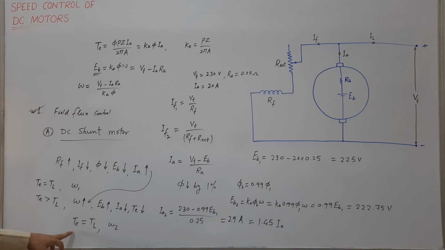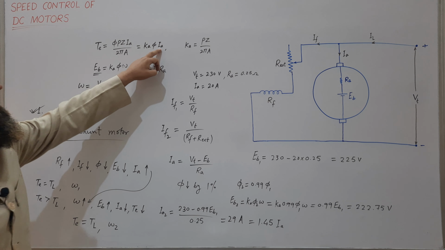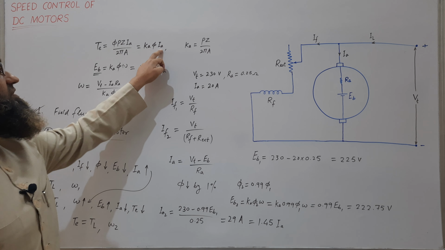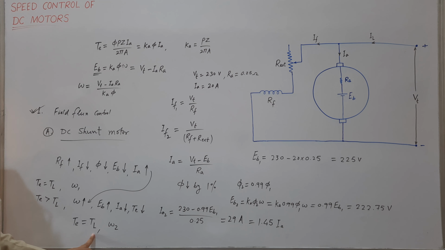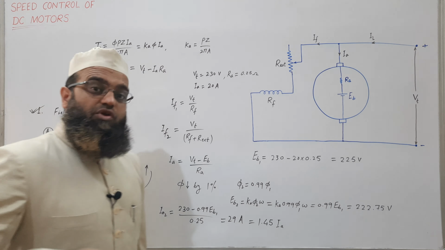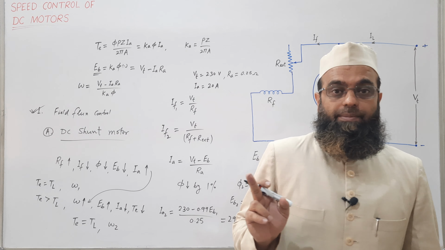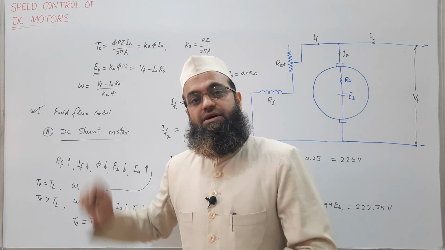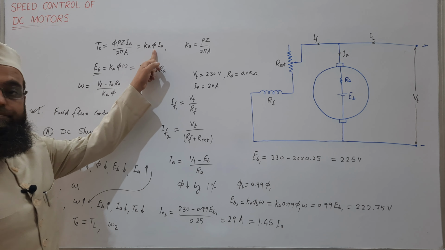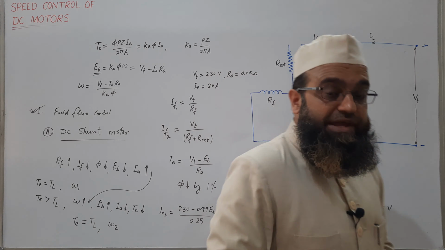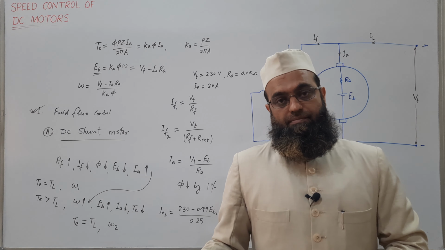So far we discussed that TE again becomes equal to TL by decreasing phi. It means IA has been increased to get the same load torque. Just note down this point. For the same load torque, we have not changed the load. So to get the same electrical torque as earlier, by decreasing phi, IA has to be increased, which will lead to some other problem.